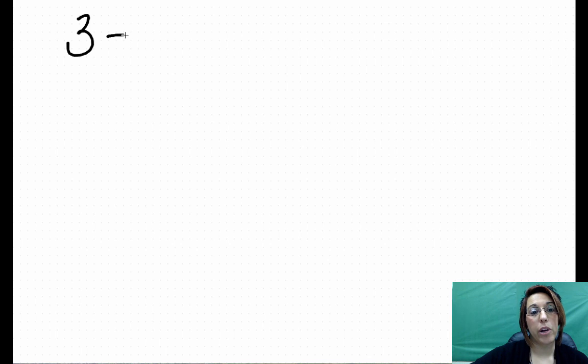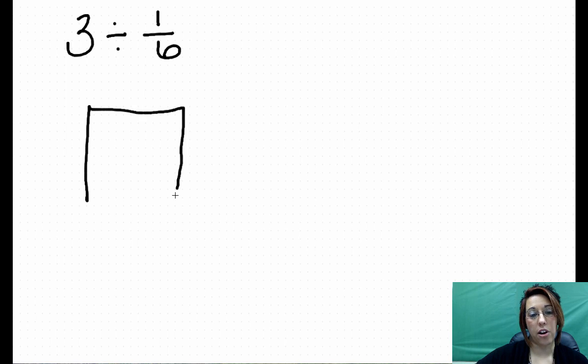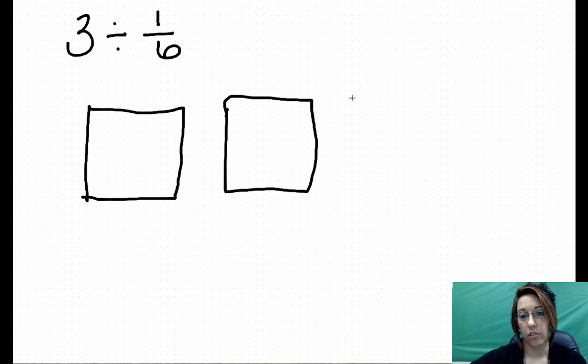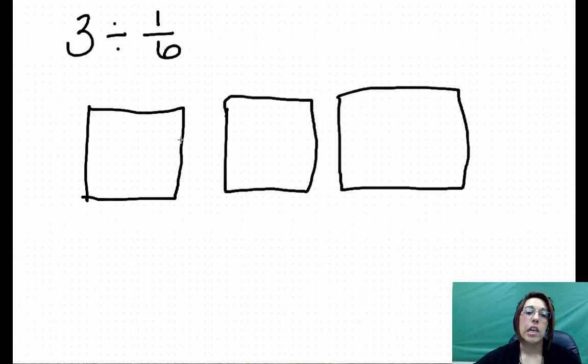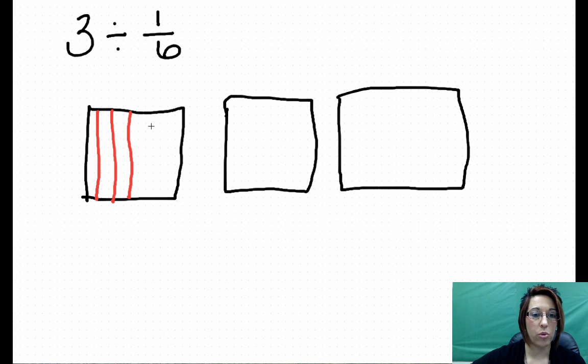So we have the number 3 and we want to divide it by 1/6. In order to do this, we need to first start by drawing 3 wholes. So there are 3 wholes. Each of those wholes need to be divided into groups based on our denominator, so into sixths. So I'm just going to switch color here. Half, and then each half needs to be in 3 parts, and that would give us 6.